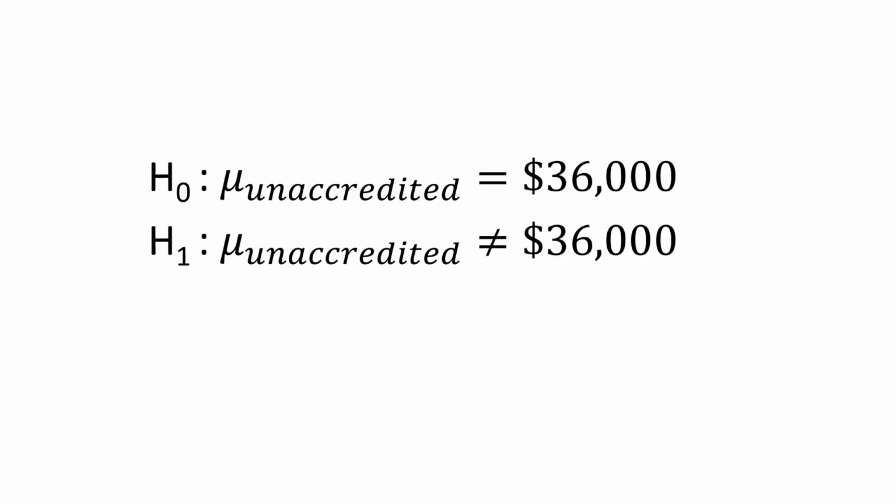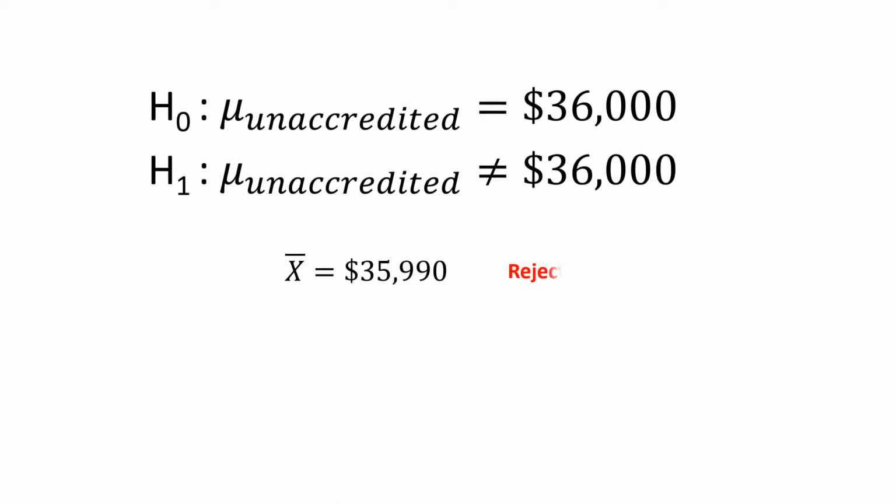Okay, so now we go out and select our sample of first-year teachers who graduated from a non-accredited college. It turns out that the mean for our sample is $35,990. Do we reject the null hypothesis? $35,990 is certainly not equal to the value in our null hypothesis. Yet, despite this clear difference between these two values, most of you would agree that we probably should not reject.